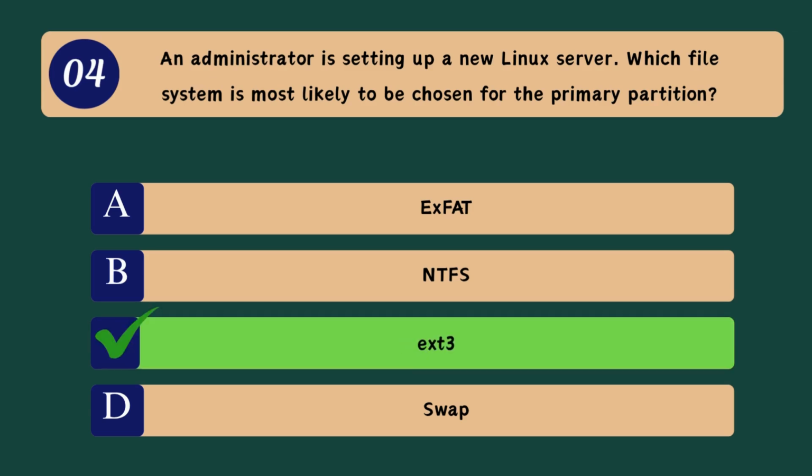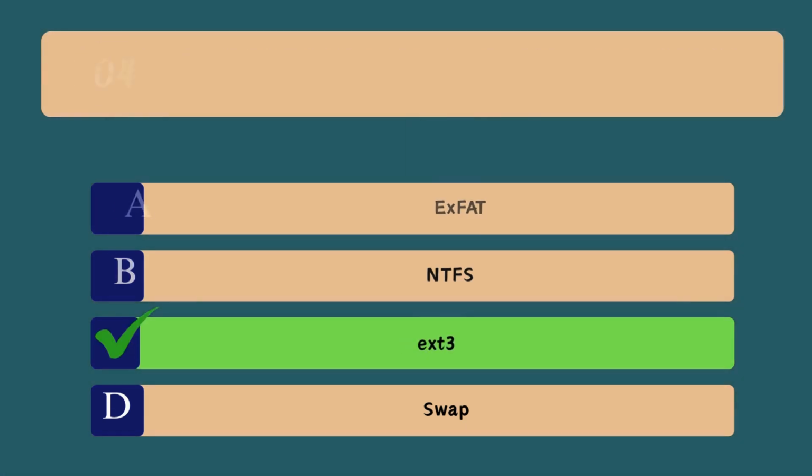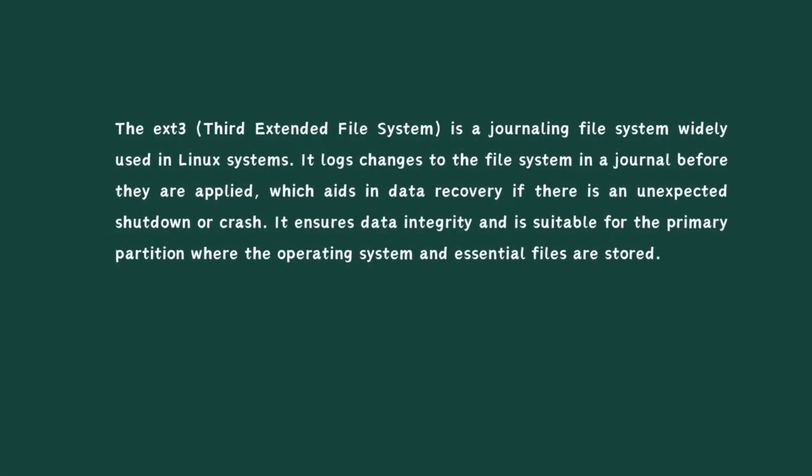Correct answer. C. ext3. The ext3, Third Extended File System, is a journaling file system widely used in Linux systems. It logs changes to the file system in a journal before they are applied, which aids in data recovery if there is an unexpected shutdown or crash. It ensures data integrity and is suitable for the primary partition where the operating system and essential files are stored.